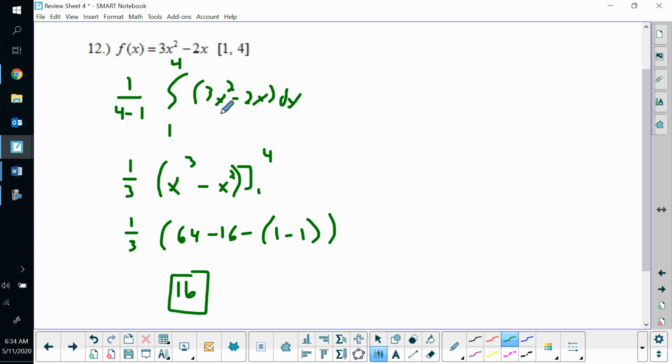What that means is if you took the graph and imagine there was sand underneath, and you shook the sand and leveled it off on the interval, it would level off at a height of 16.